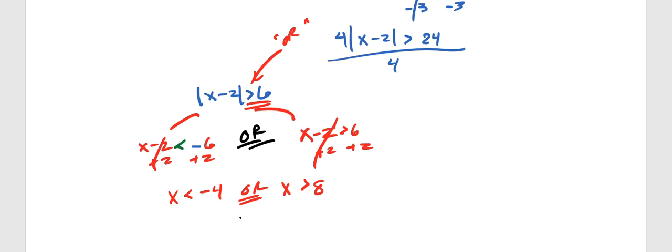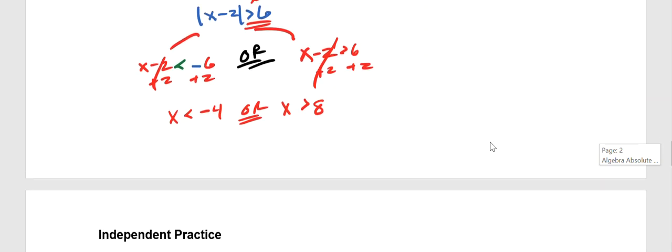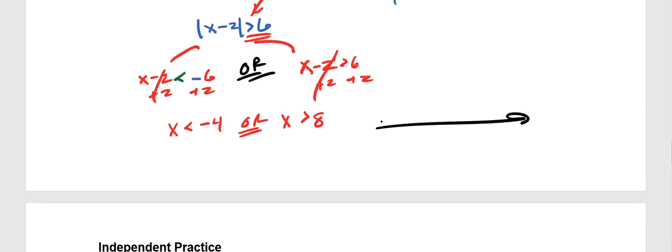The only thing left to do is to graph. And since I think I'm running out of space, I'll just move my graph over to the side here. I have 0. I have my negative 4, that's one half of my or solution with an open dot. I have positive 8, that's the other half of my or solution with an open dot. And I have my rays running away from each other.